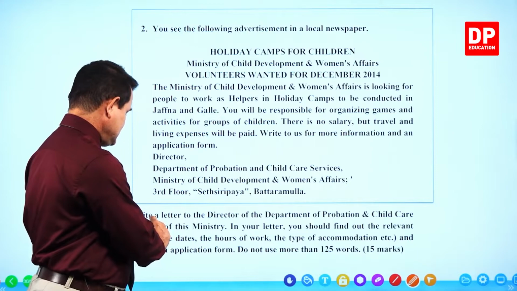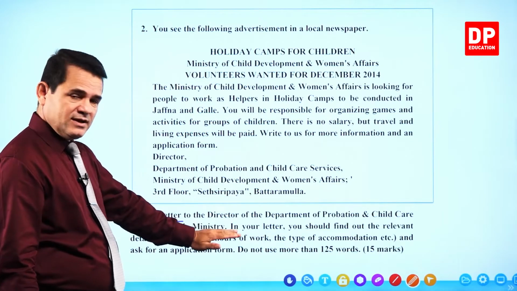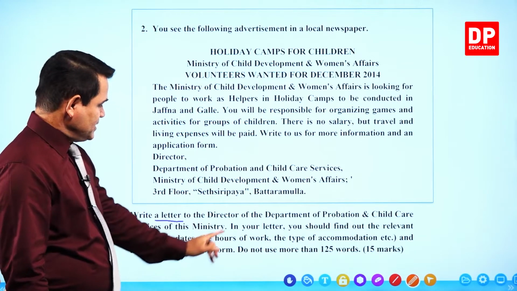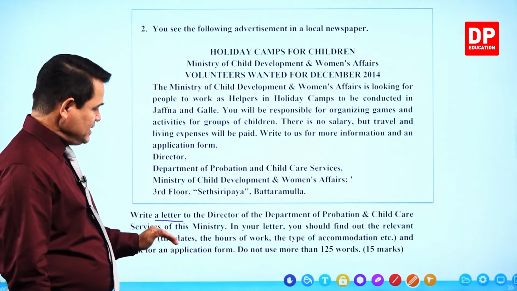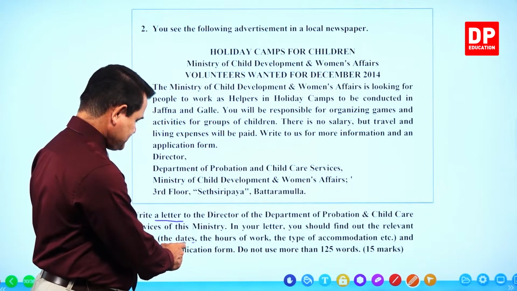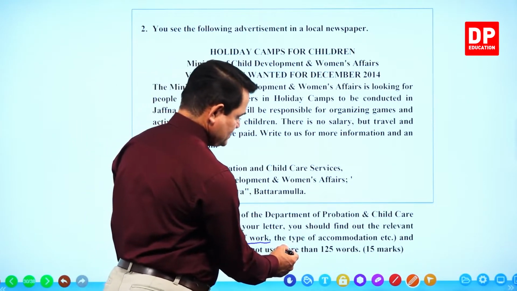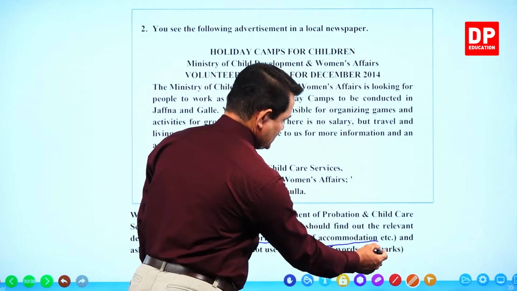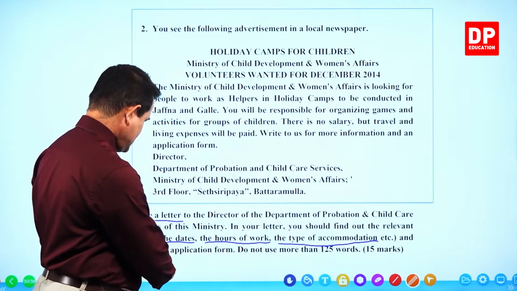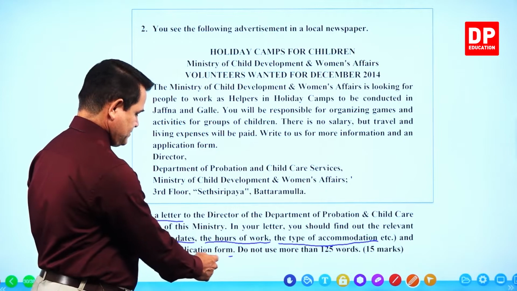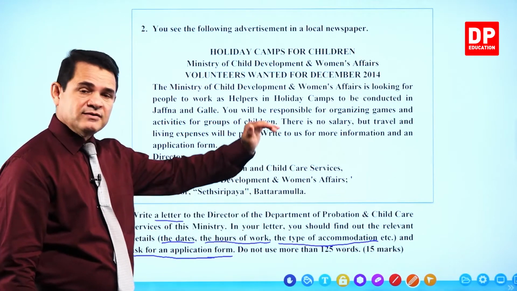There, again, you are writing a letter. Here also we are writing a letter. We wrote a letter for the previous one also. Now, is what we write here similar to that? Let's see. In your letter, you should find out the relevant details. These details should be there. What are they? The dates, the hours of work, the type of accommodation, and ask for an application form. Do not use more than 125 words.